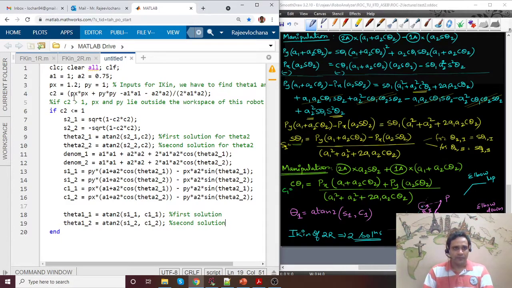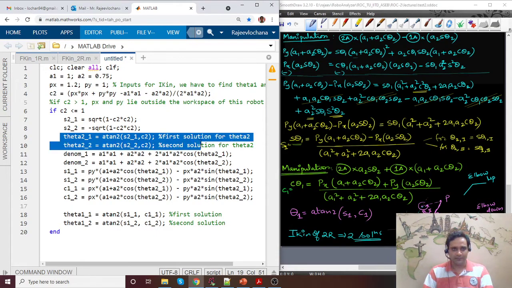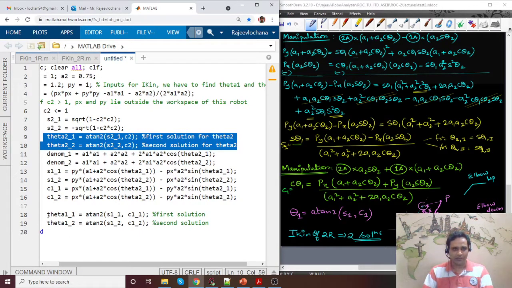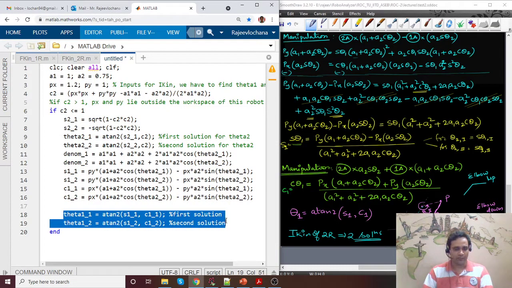Okay. So we have theta 2 values and corresponding theta 1 values. So this is what inverse kinematics is. We have done inverse kinematics now. So if you want to get the values, you can just display the values and you will get the output.